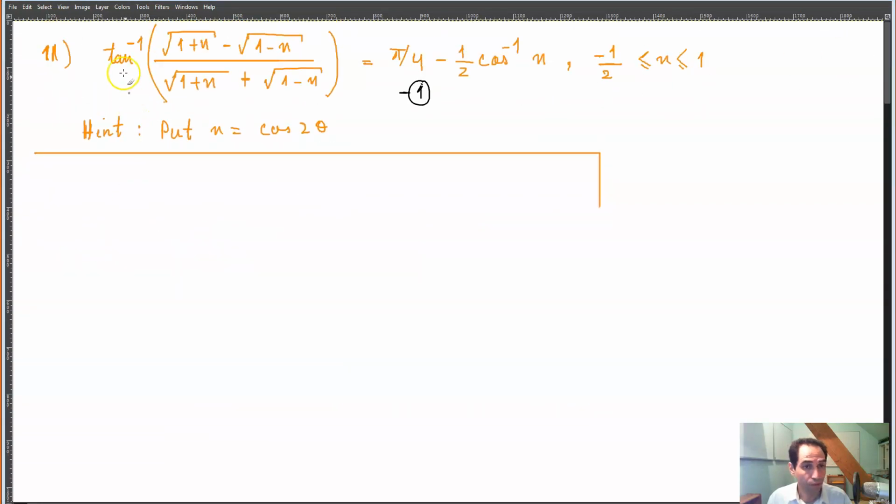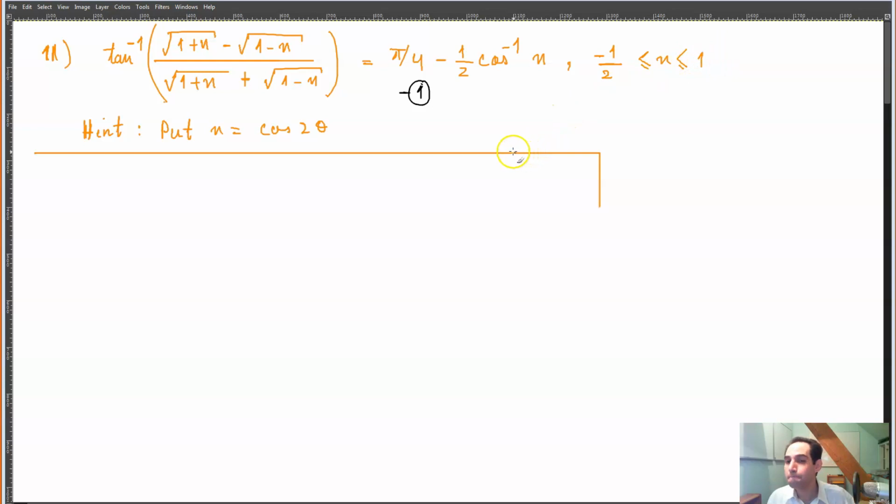You want to show that basically the tan inverse of the square root of 1 plus x minus the square root of 1 minus x, whole over the square root of 1 plus x plus the square root of 1 minus x, is equal to pi by 4 minus 1/2 cos inverse of x for all x's between -1 and 1.